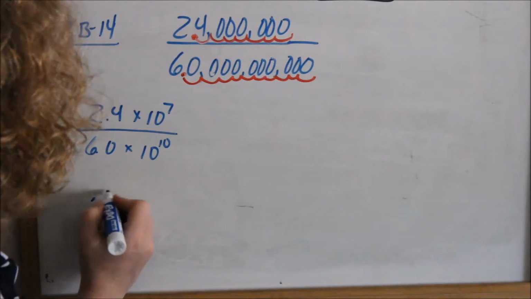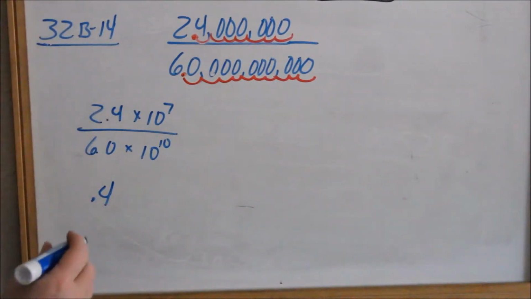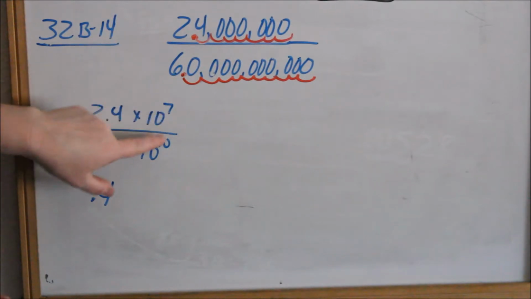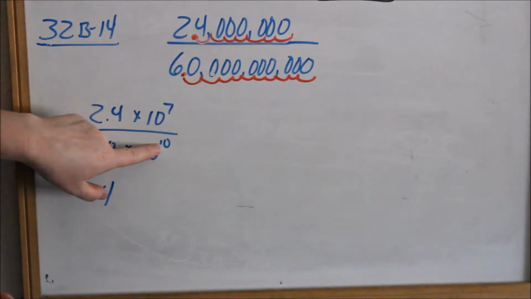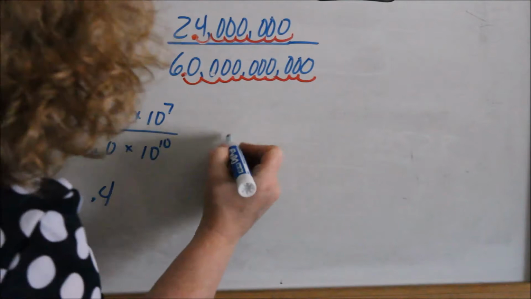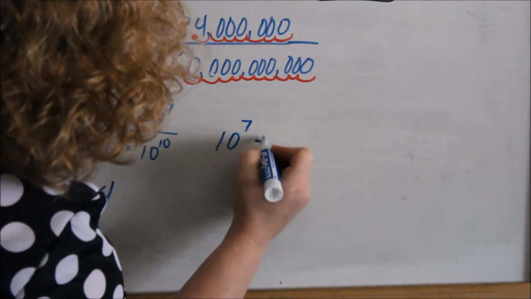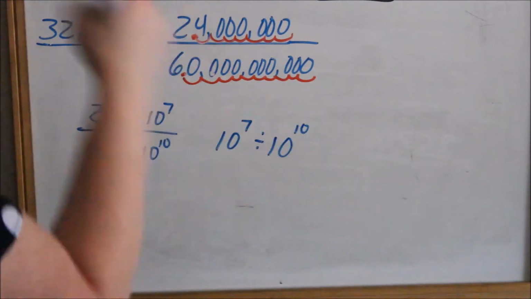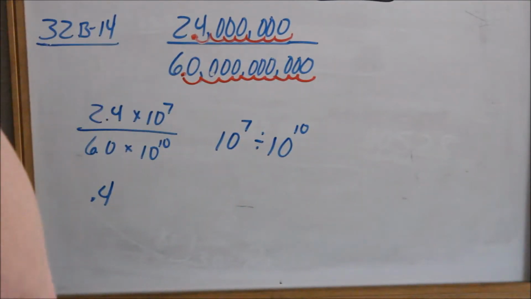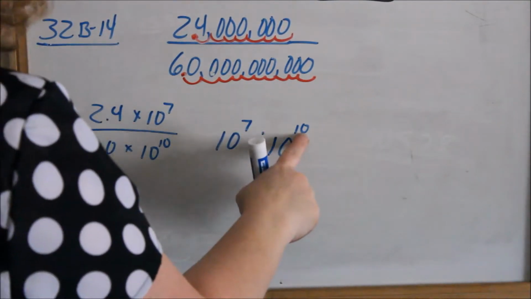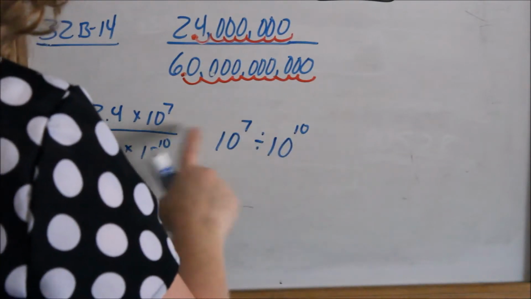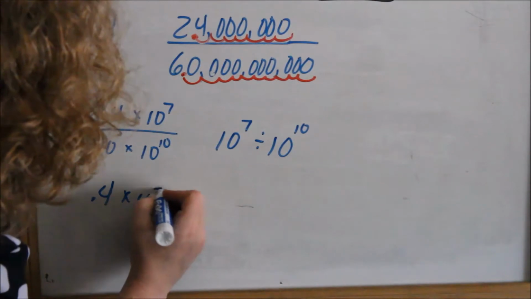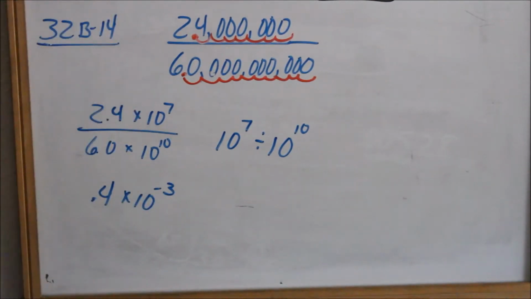So that would be 0.4. And then when you're dividing the same base, you subtract your exponents. That's the main thing to remember. If you have 10 to the 7th divided by 10 to the 10th, you subtract your exponents, not add them. So 7 minus 10, it's not 10 minus 7. 7 minus 10 would be times 10 to the negative 3.